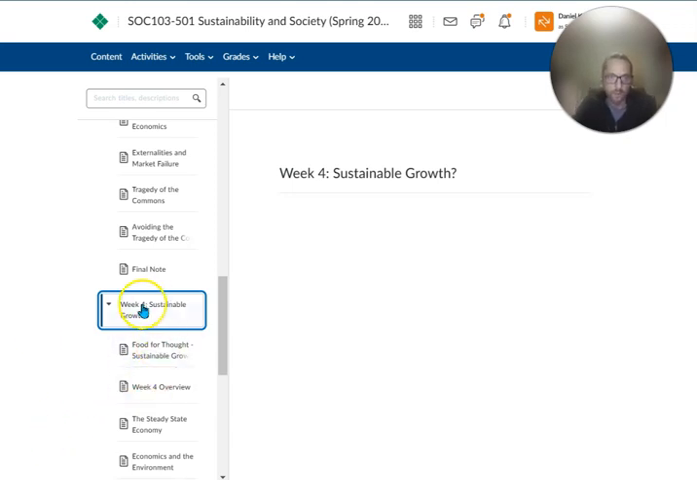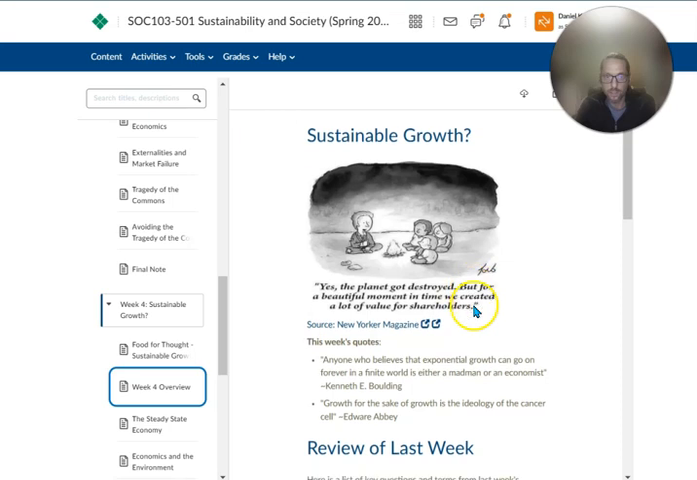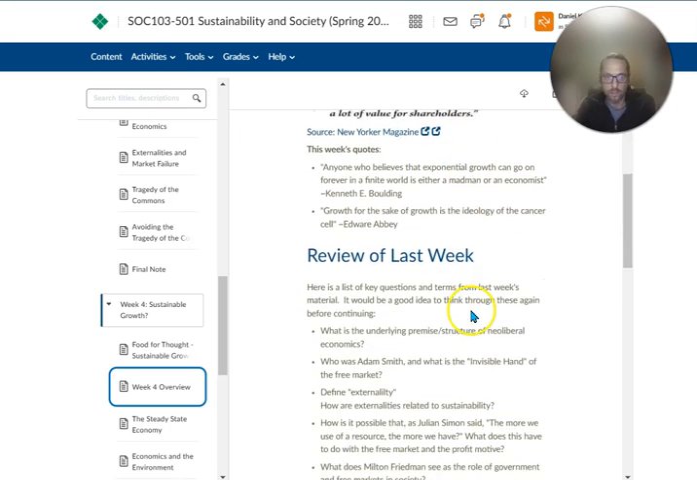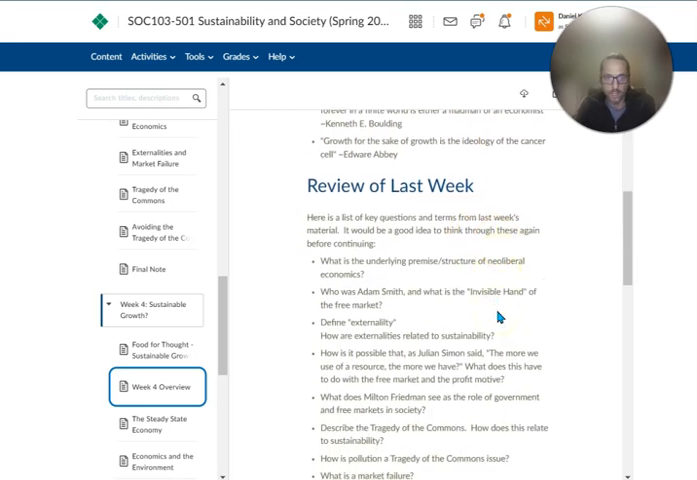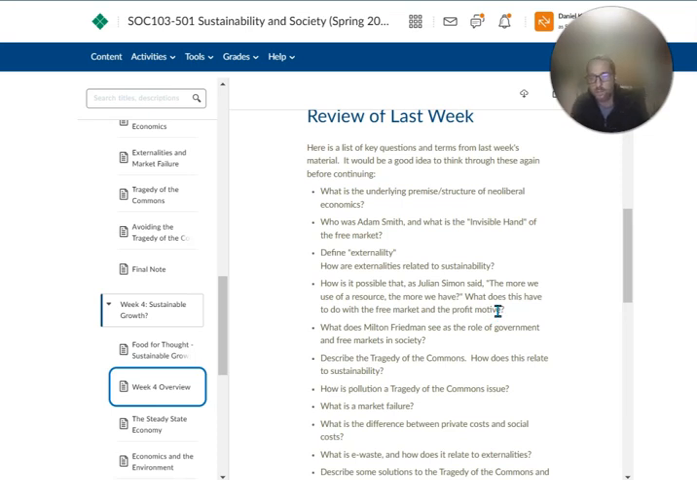So our theme this week is sustainable growth. I'll let that phrase marinate, rattle around your brain a little bit while we talk about last week. Last week was another one of those really important lessons, with a lot of fundamental, foundational concepts. It was like economics 101, nothing too heavy, I don't think anyway.